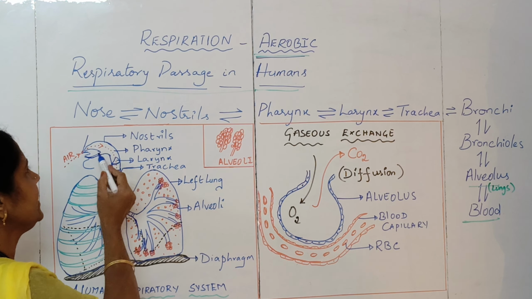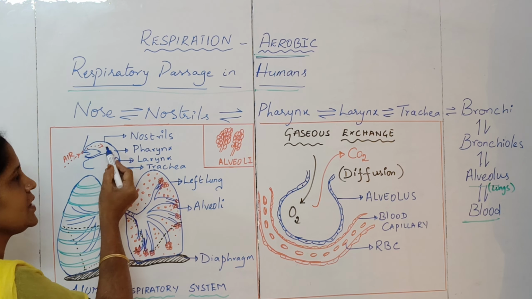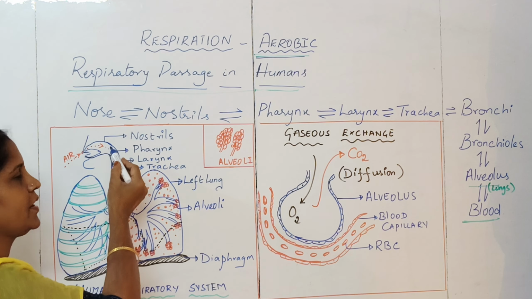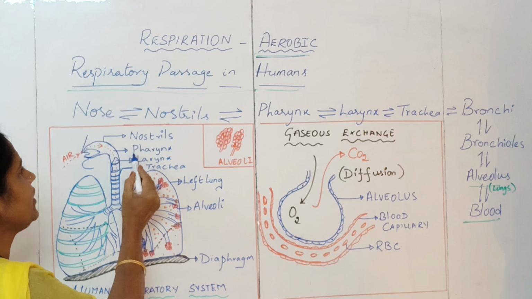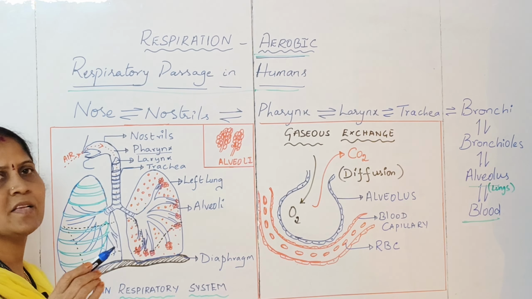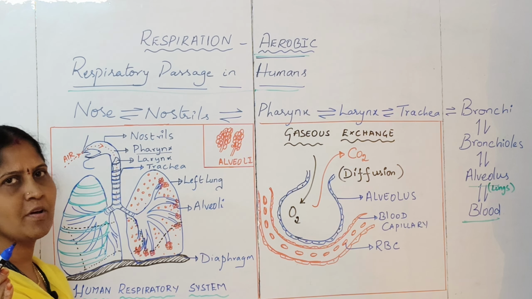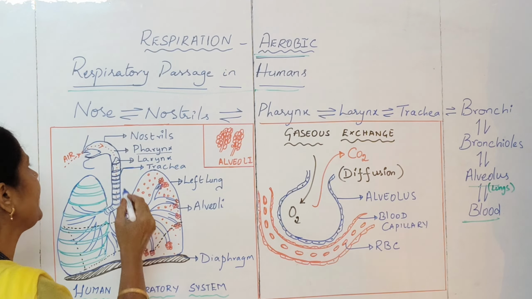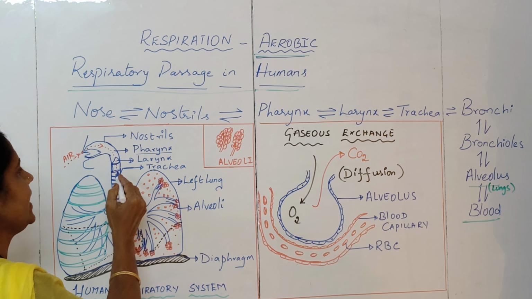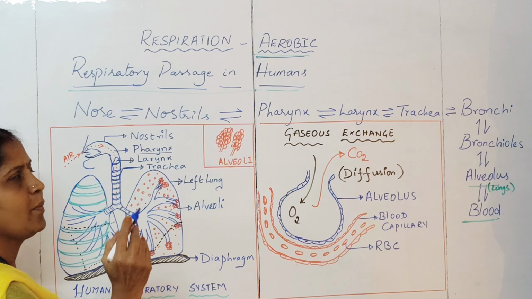So the air that is inhaled will be taken through the nose. It will go into the nostrils or the nasal cavity. From here it will go to the pharynx region. So this is the pharynx region, which is a common entry for food as well as air. Followed by that, the air will enter the larynx and then it will come into the trachea portion.